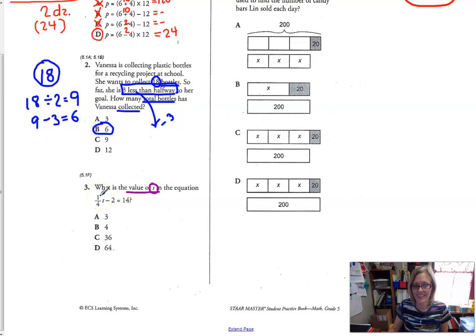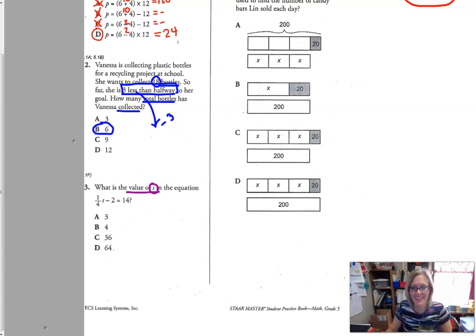Well, I want you to stop the video or pause the video, find your answer, and I'm going to talk about a couple of ways that you could have figured out the answer to number 3. So pause now, come back when you think you have your answer. Okay, do you think you found your answer?